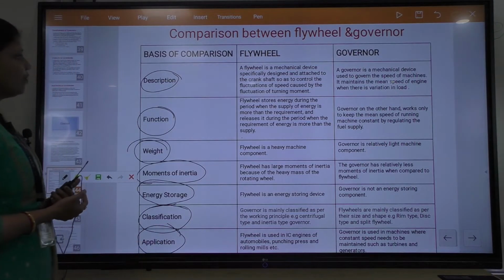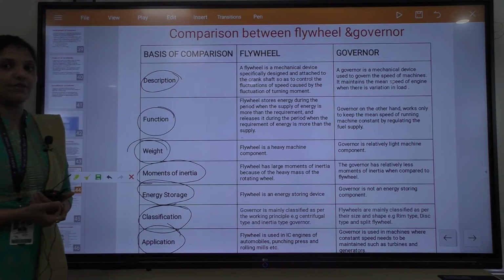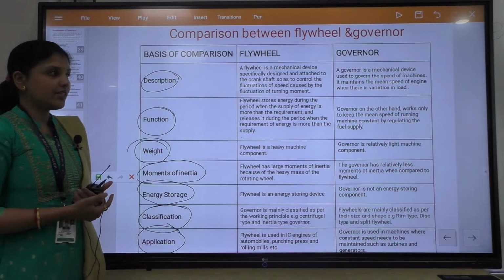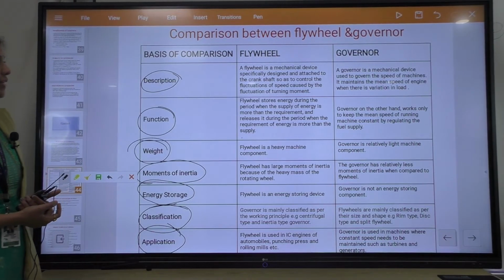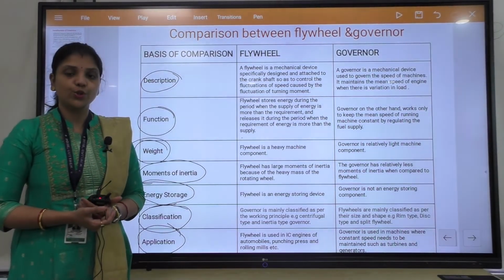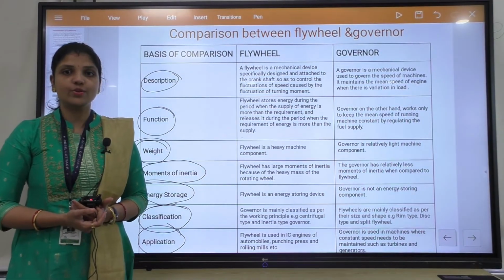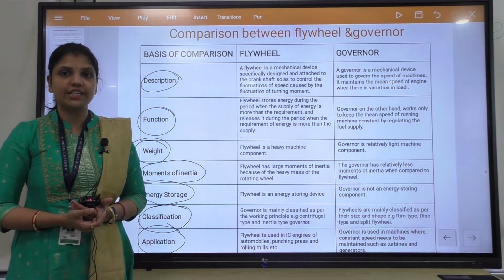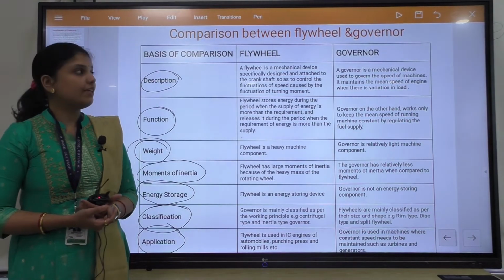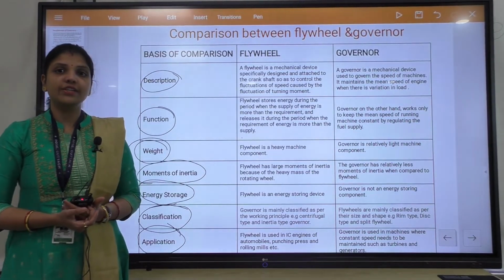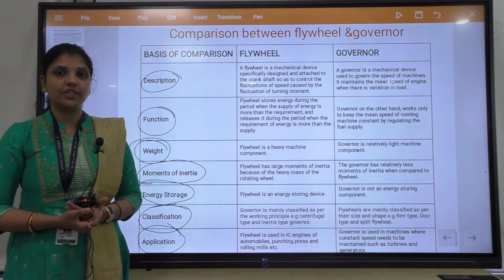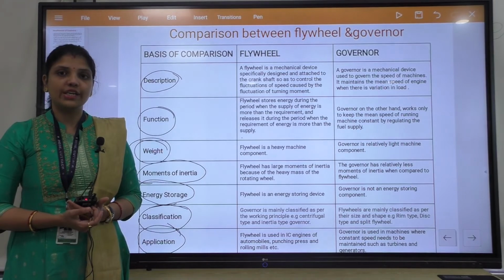So, first come to the definition of flywheel and definition of governor. In just previous slide we discussed that flywheel is the device which is used to store the energy and it reduces the fluctuation of speed due to the fluctuation of turning moment. And what is governor? Governor is the device which is used to maintain the mean speed of the engine due to the variation of load.